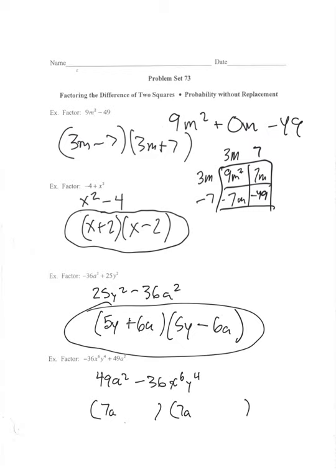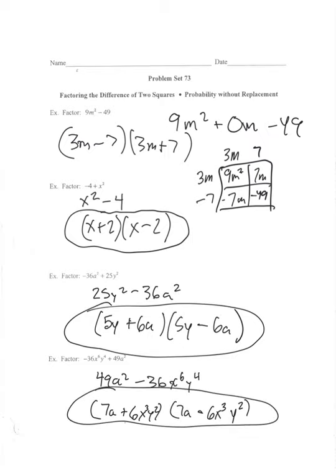And my second term, okay, 36x to the 6y to the 4th. Well, if I square rooted that, I would get 6x to the 3rd, y to the 2nd. So I'm going to add 6x to the 3rd, y to the 2nd, and I'm going to subtract 6x to the 3rd, y to the 2nd. And in doing that, once again, my middle terms will cancel if I FOIL this, and we'll be all set there, which is exactly what I want.